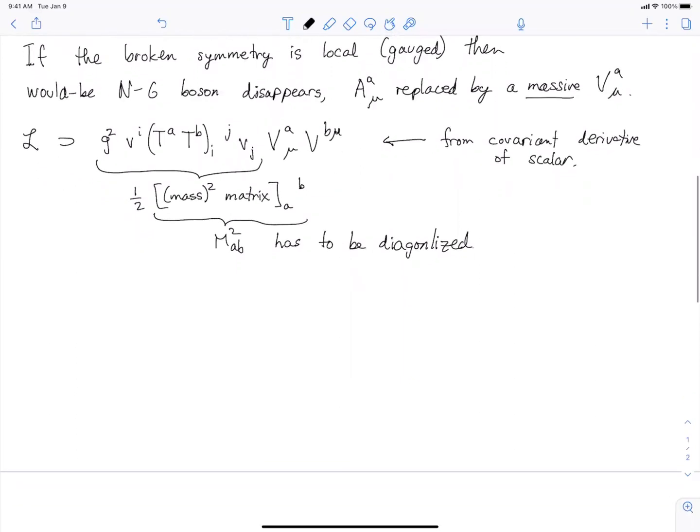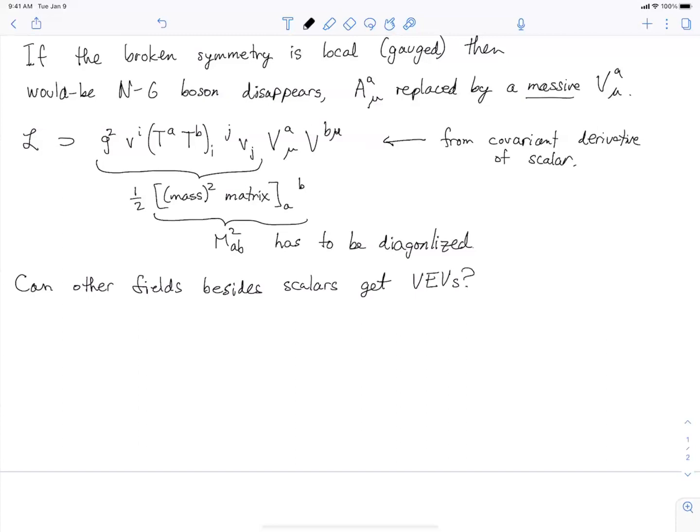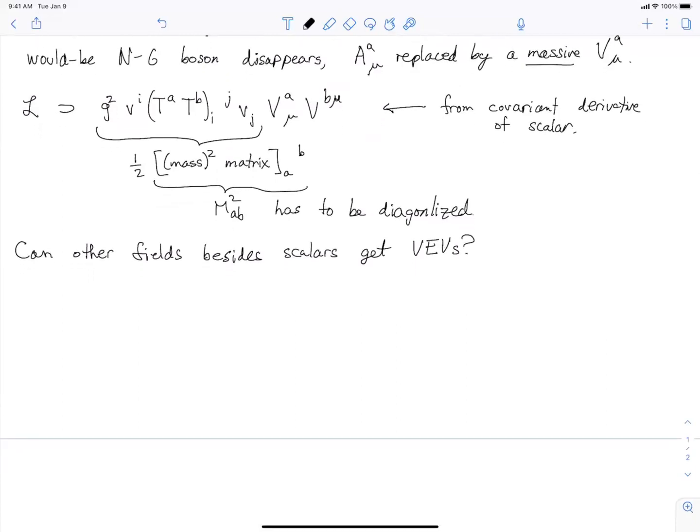One thing we could ask is, can other things besides scalars do this? So can other fields besides scalars get vevs? And so one thing you could ask is, well, maybe a fermion could get a vev. So you could ask, if I have a fermion field, can that be non-zero?